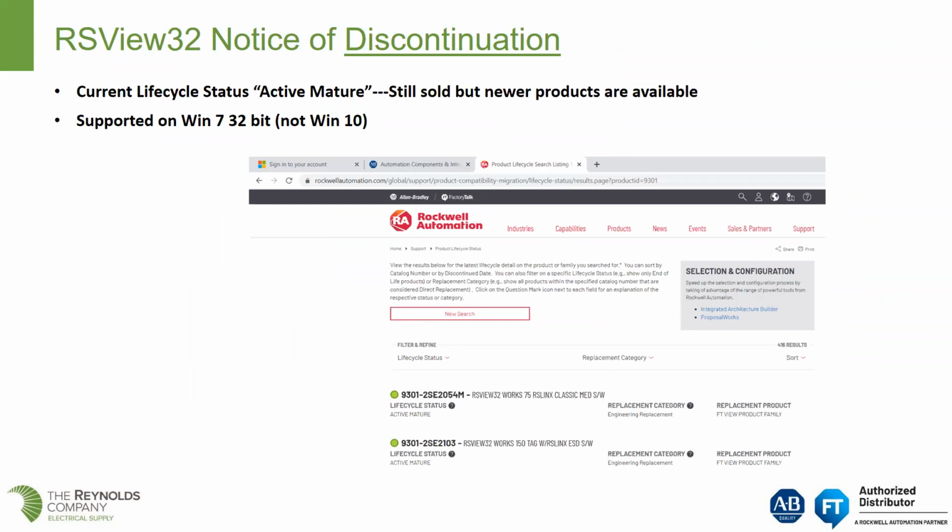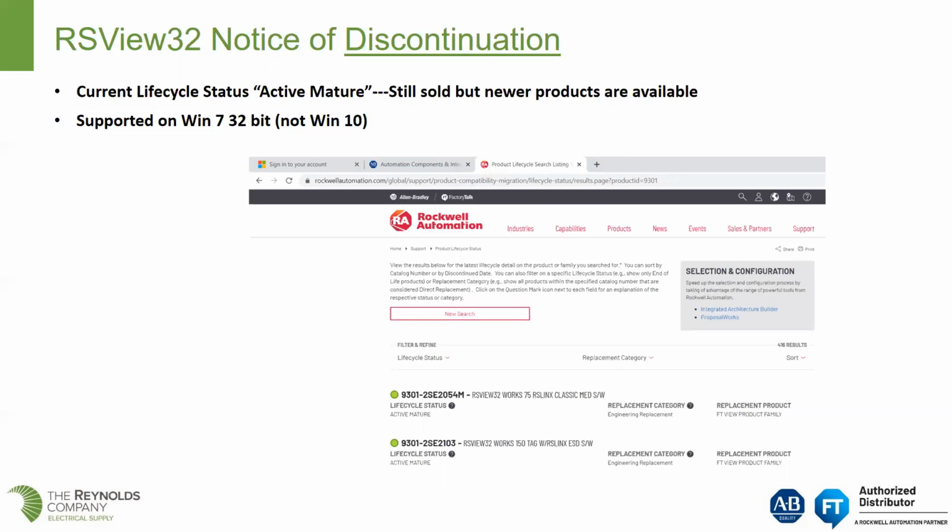Today we're talking about RSView32. There is a notice of continuation that is out for 2022 on this product. But the current lifecycle status on this product is active mature. So it is still being sold, but newer products are available.